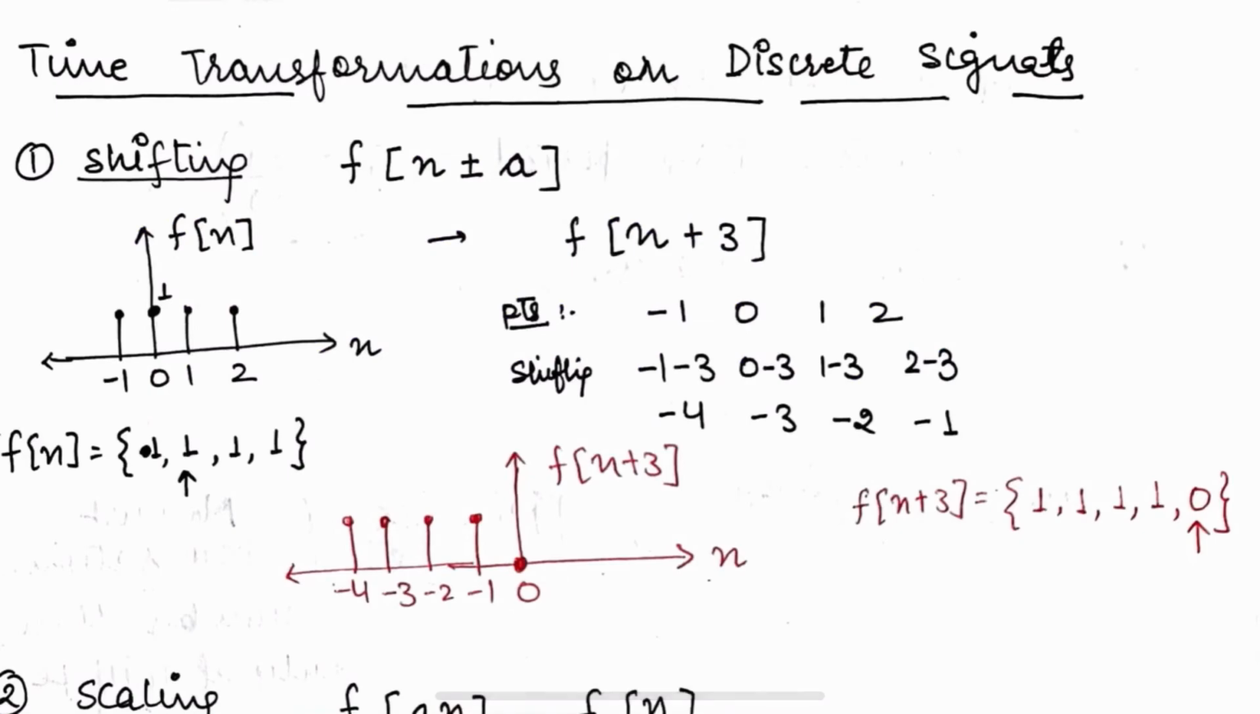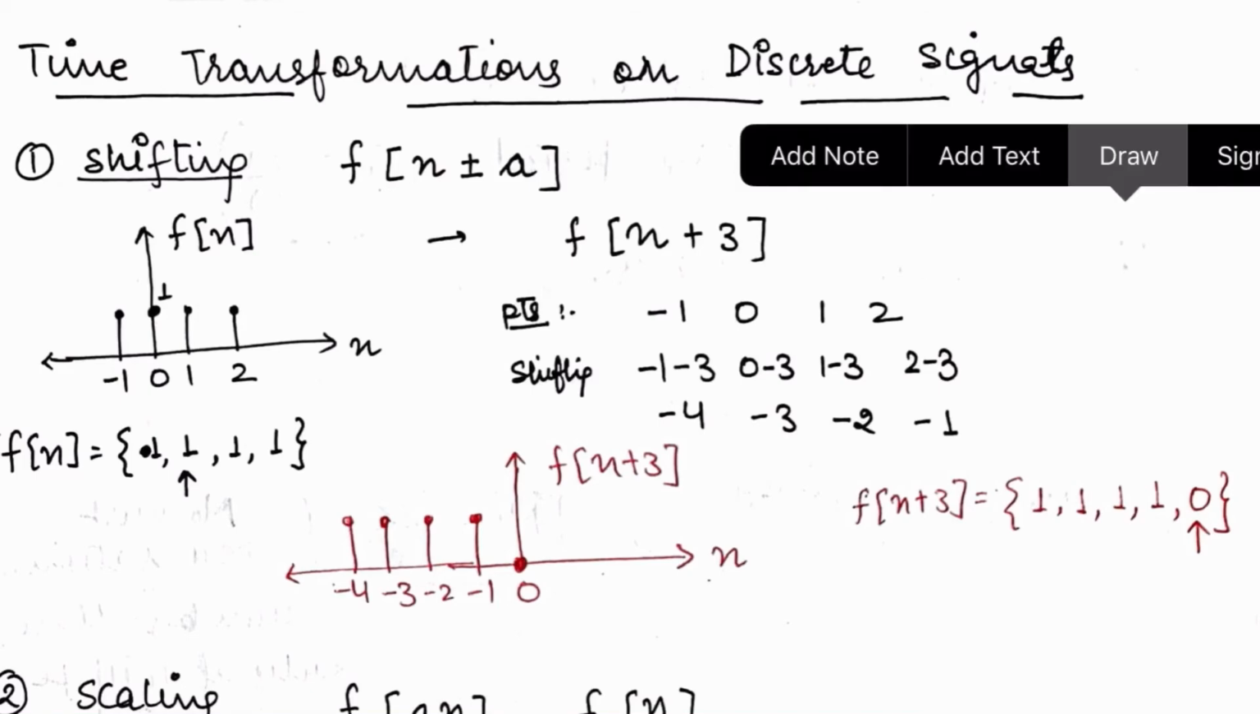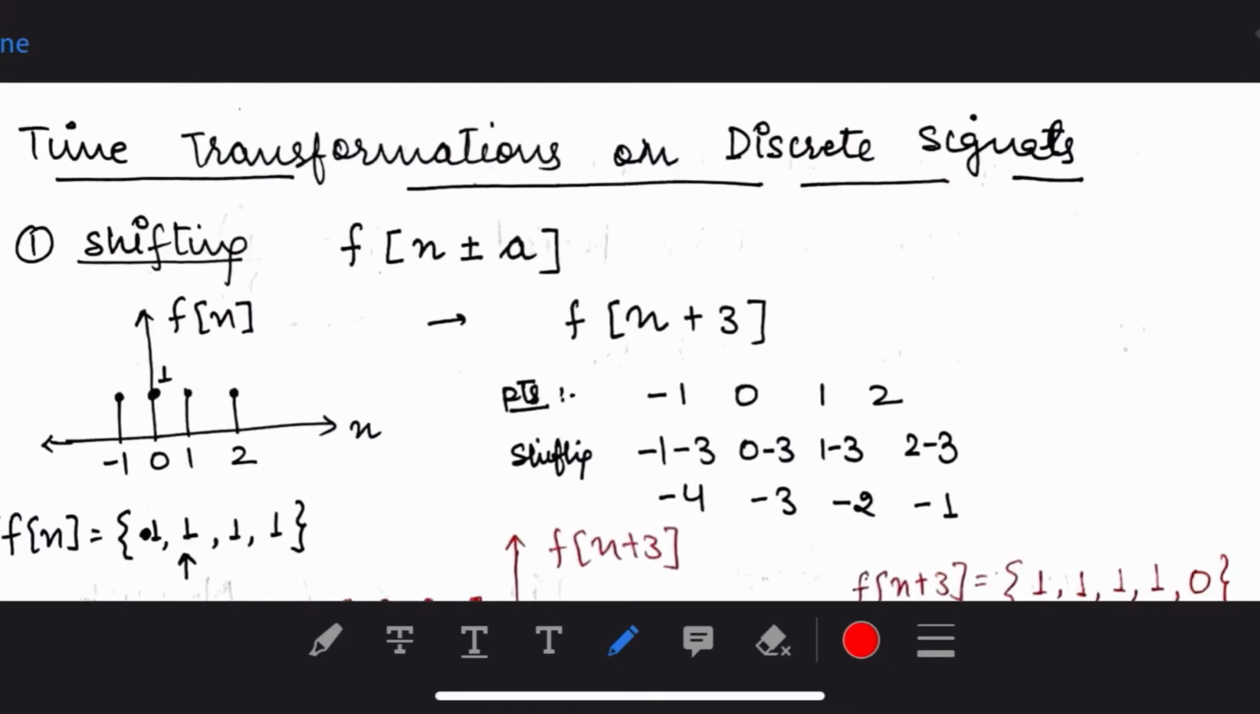All right, so now the time transformation on discrete signals. Like I told you, the transformations that we studied on continuous signals, shifting, scaling and reversal, are the same for discrete signals. You can see one example here. First we'll talk about shifting. Shifting is n plus or minus a, where plus is advance and minus is delay. So let's take one example.